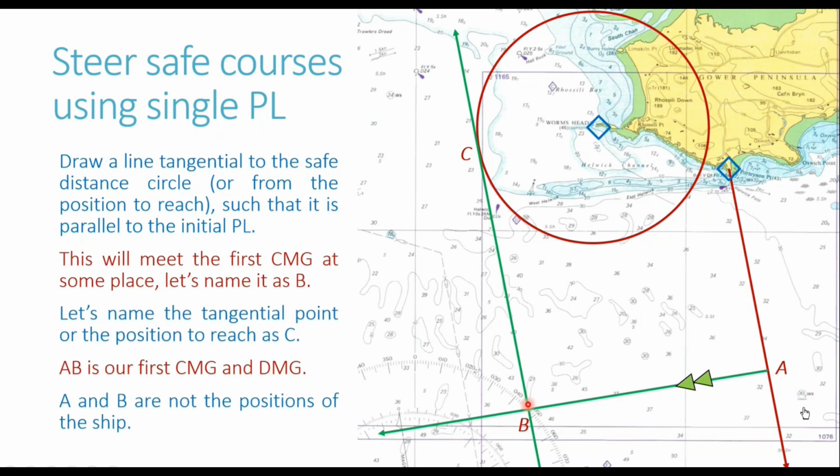Just to clarify, these points A and B are not our actual positions. If you remember, in the beginning, we had picked up this point A as any arbitrary point on the initial PL. This was not our fix. We do not know our fix in these questions. So A and B are not our positions. They are arbitrary points picked up, but line AB, or you can say vector AB, is our course made good and distance made good vector.